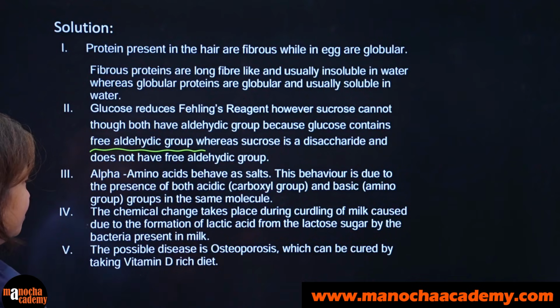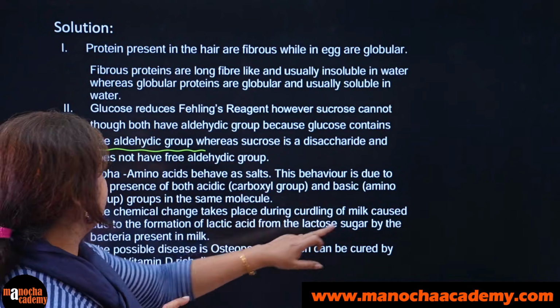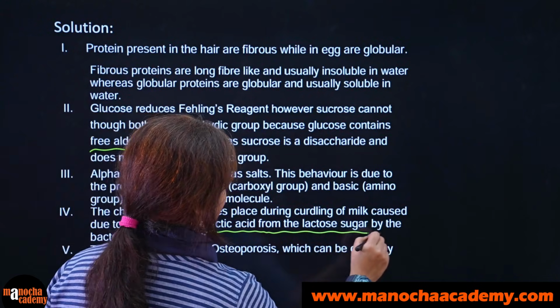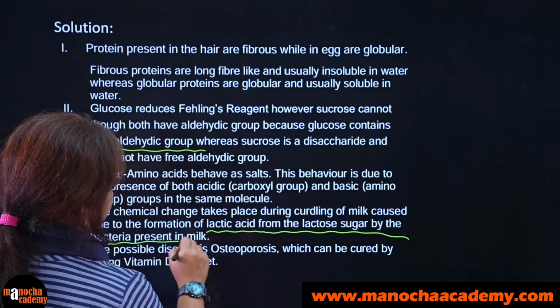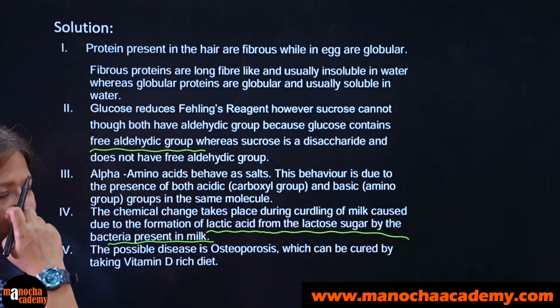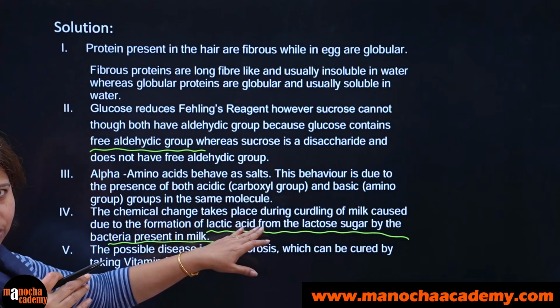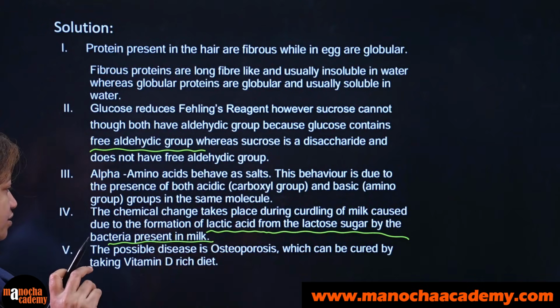And here, see, the chemical change that takes place in the curdling of milk is due to the formation of lactic acid from lactose sugar by bacteria present in milk. And here, denaturation of protein is actually taking place. The primary structure is lost, but they are asking for the chemical change. So they have highlighted this part of the answer.